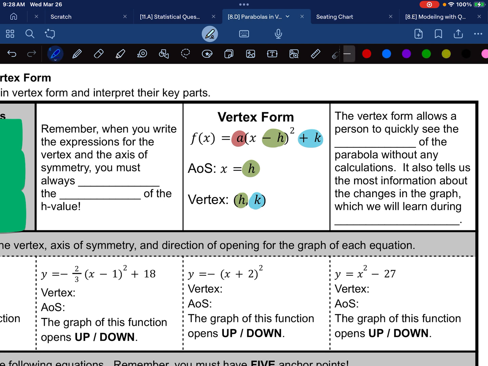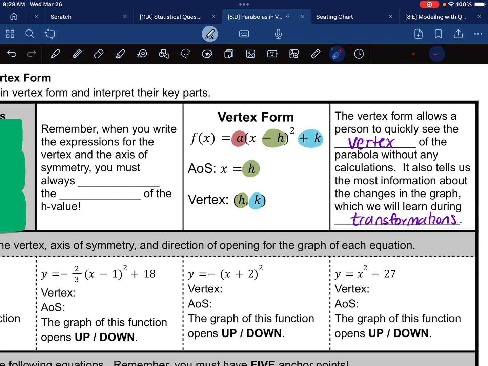Now, the vertex form is really useful because it allows a person to quickly see the vertex of the parabola without any calculations. It also tells us the most information about the changes of the graph, which you're going to learn during the transformations portion of this unit.